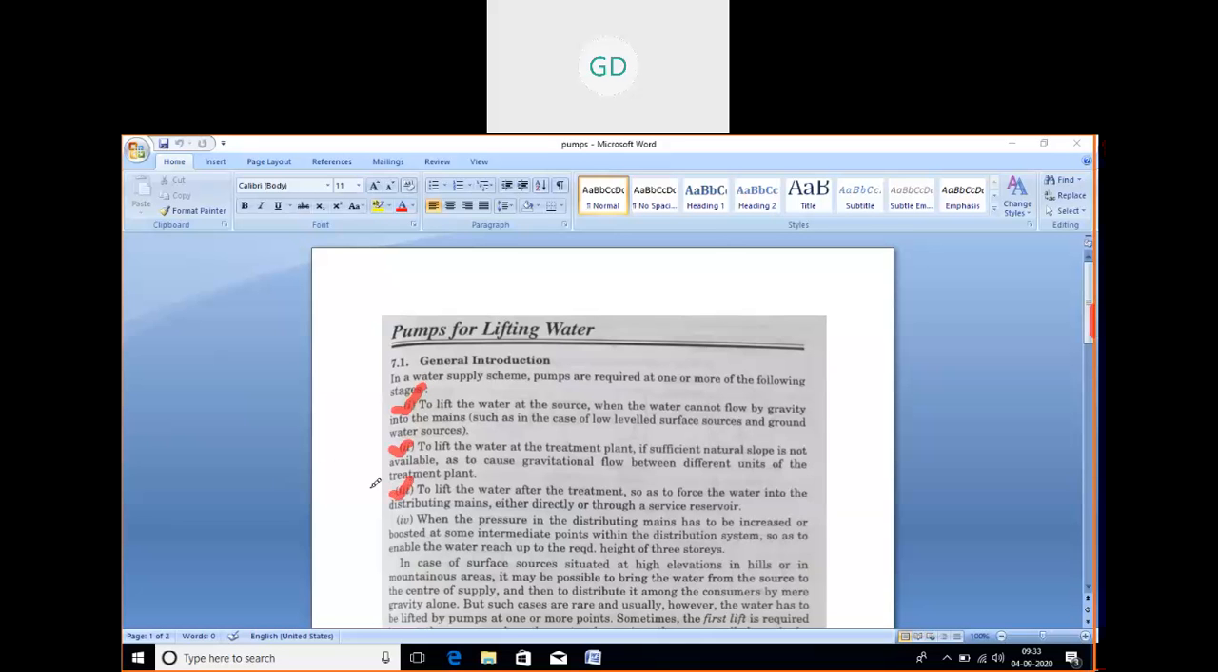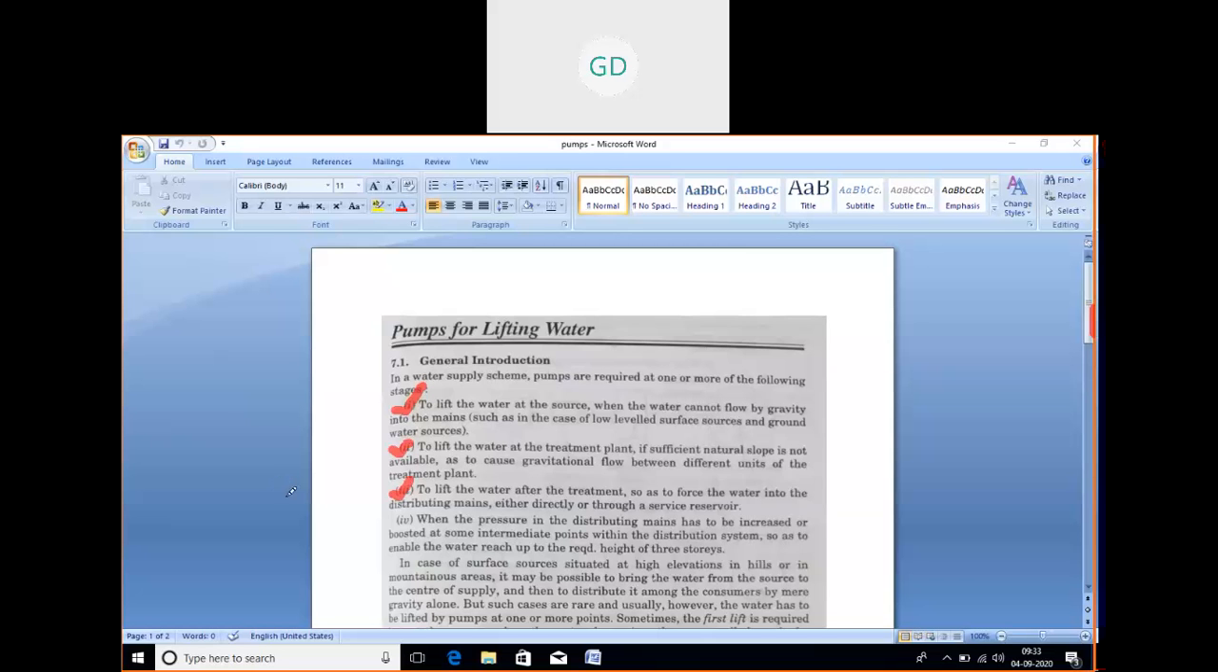It's written as to lift the water after the treatment so as to force the water into the distributing mains, either directly or through a service reservoir. So after the treatment is done, to take the water to the distributing mains, to the distribution system. Also, if there is no natural slope, or the treatment plant is at a lower level and the distributing mains is at a higher level, in that case also your pump is required to lift the water directly to the distribution mains.